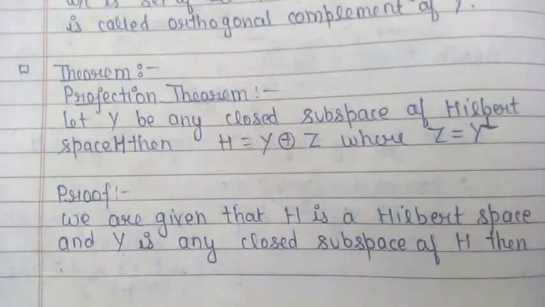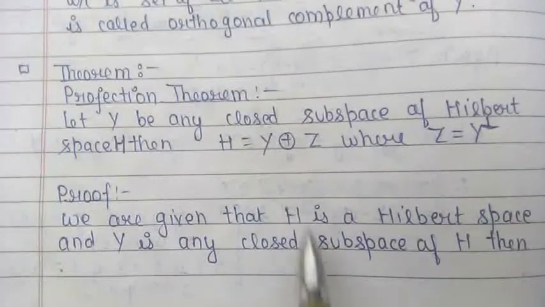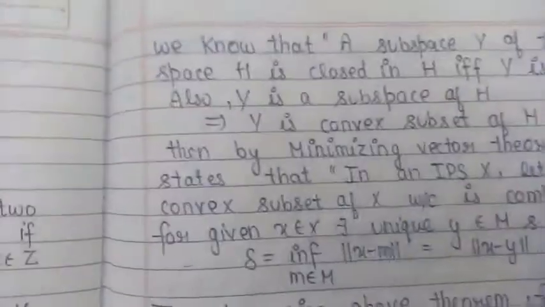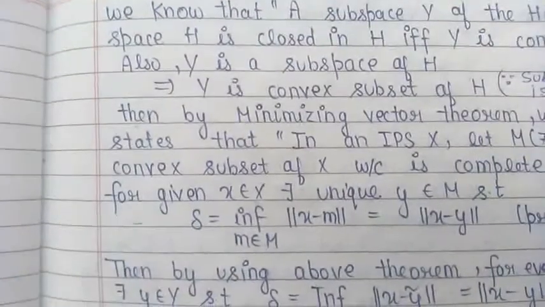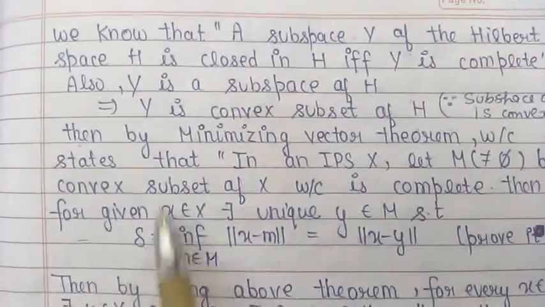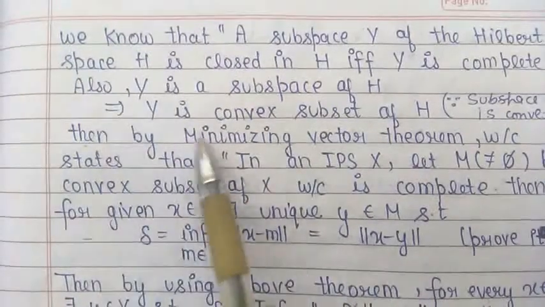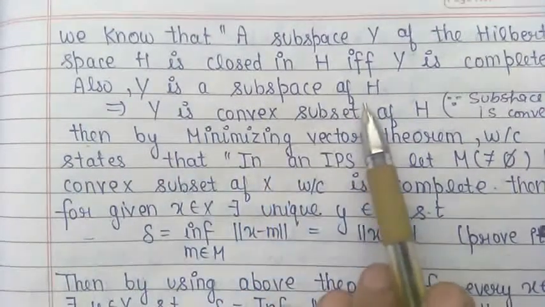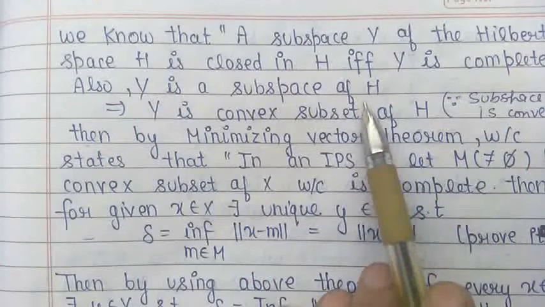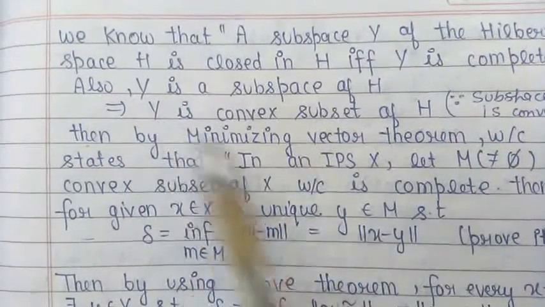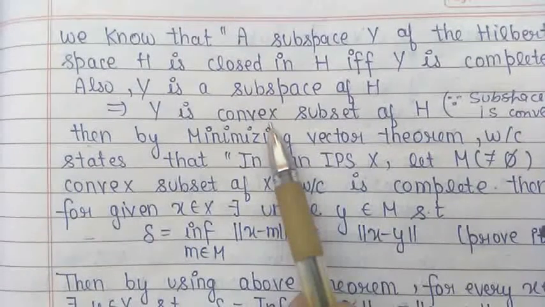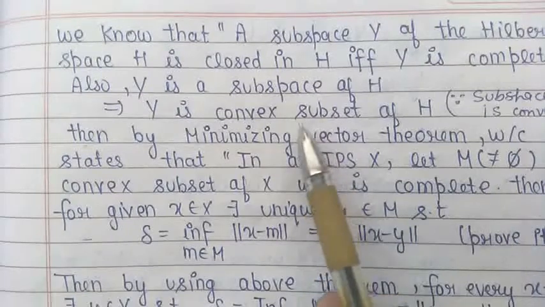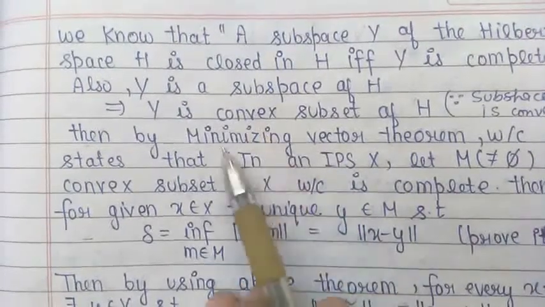Now in order to prove this, we will use a result. Because H is a Hilbert space and Y is a closed subspace of H, and we know that a subspace of a Hilbert space is closed if and only if it is complete, therefore Y is complete. Also Y is a subspace of the Hilbert space H, and a subspace of a vector space is always convex. So Y is a convex subset of H. So all the conditions of the minimizing vector theorem are satisfied. We have a complete subspace which is convex also. So we can use the minimizing vector theorem.